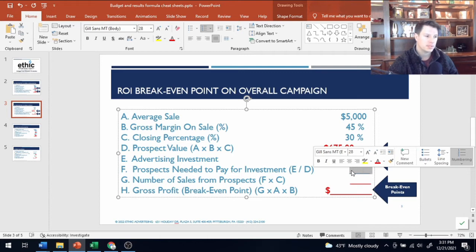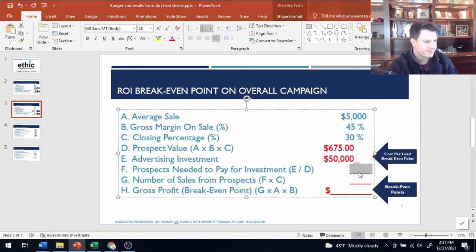Then, nice thing is you can just figure out how many prospects do you need out of that $50,000. So 50,000 divided by 675 is 74.07. I always like to round up. So we need 75. Even if it's a 0.07, I like to round it up because I don't want this number to be below. Now from there, that tells me that if I'm going to spend $50K, then I need 75 prospects, because each prospect is worth $675.